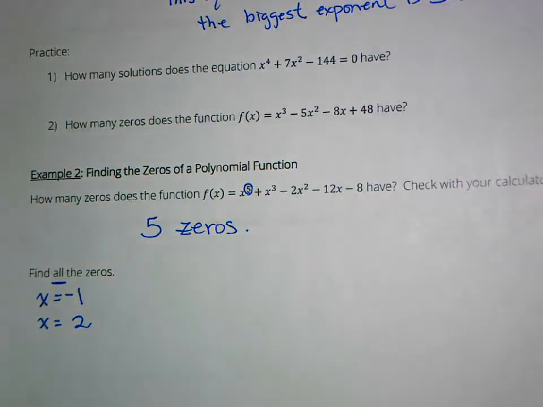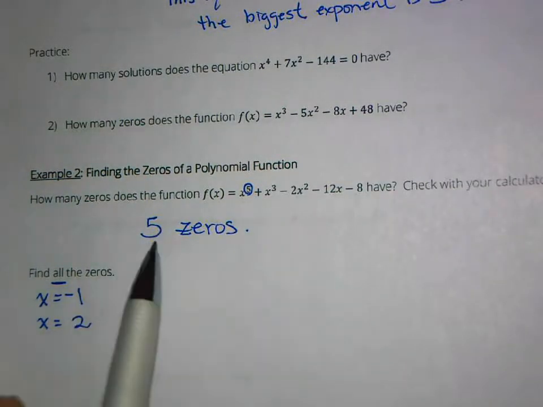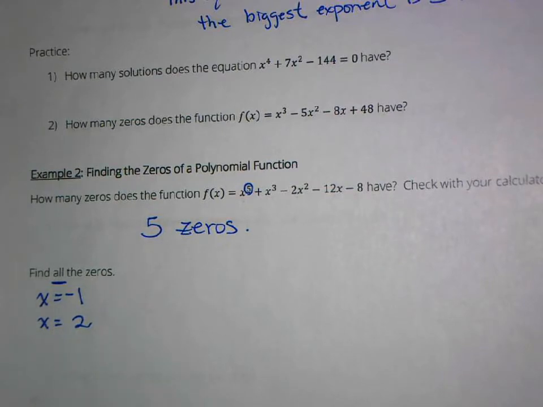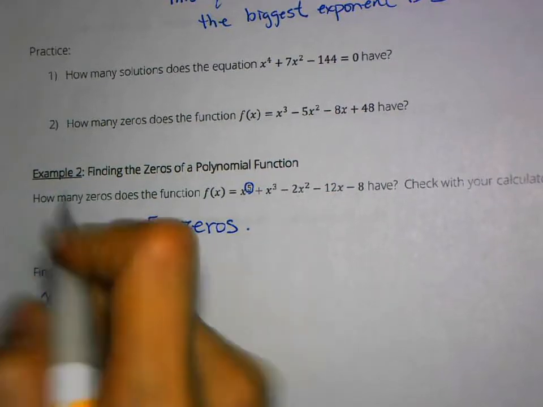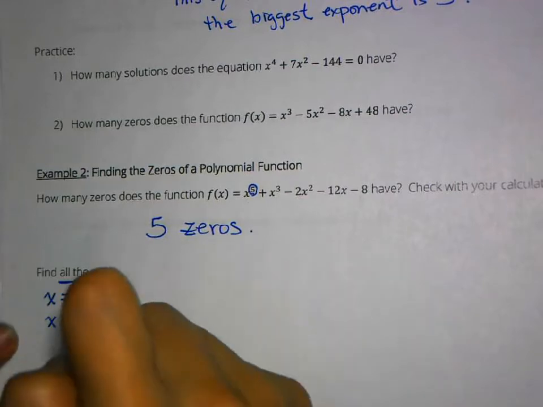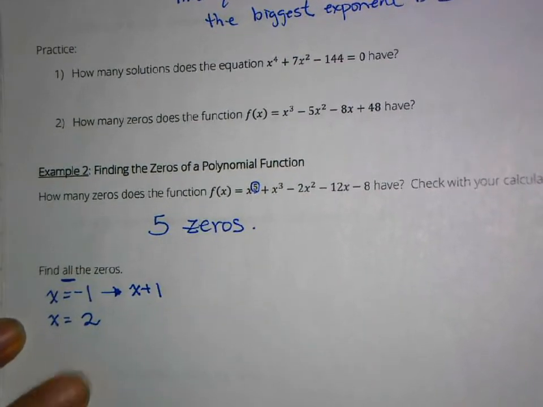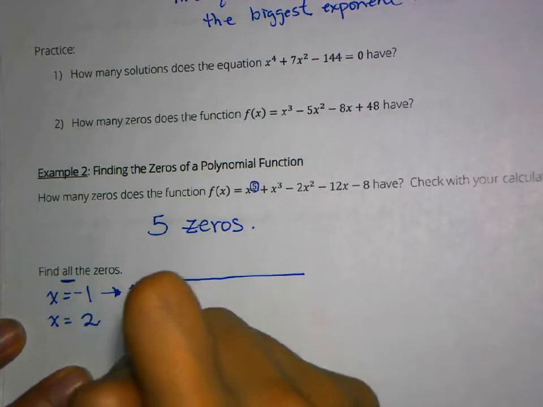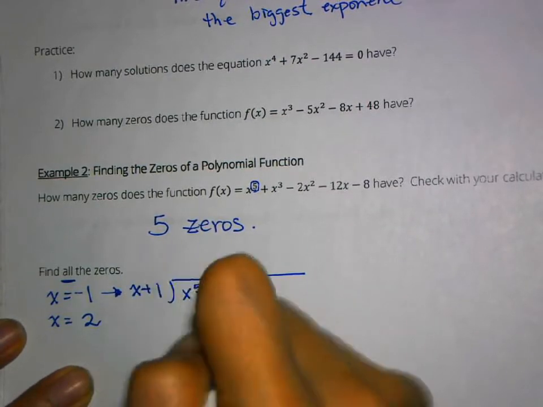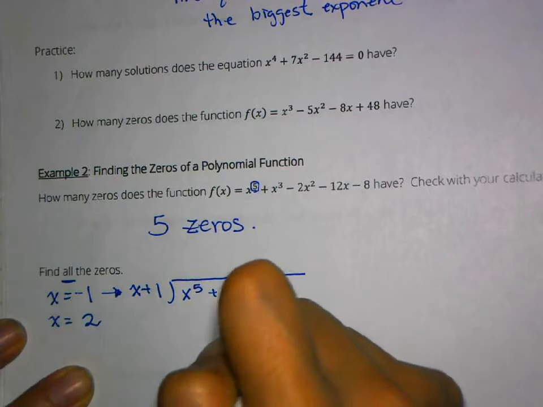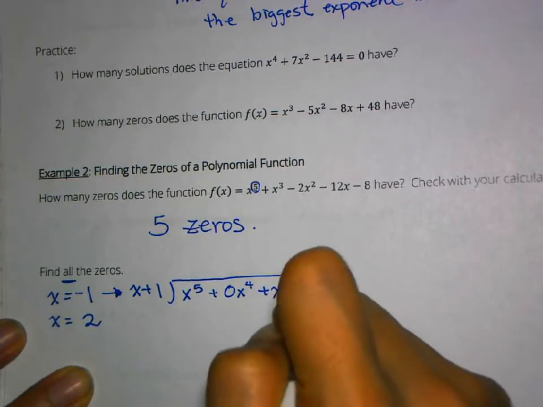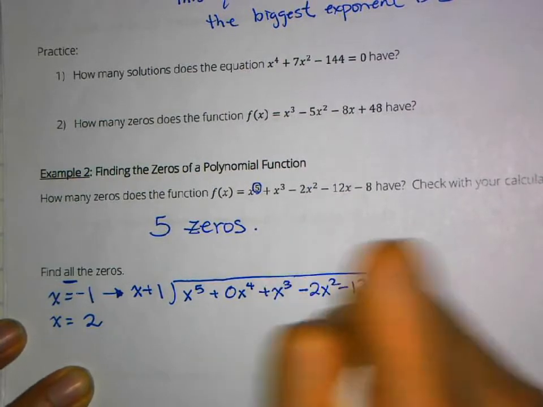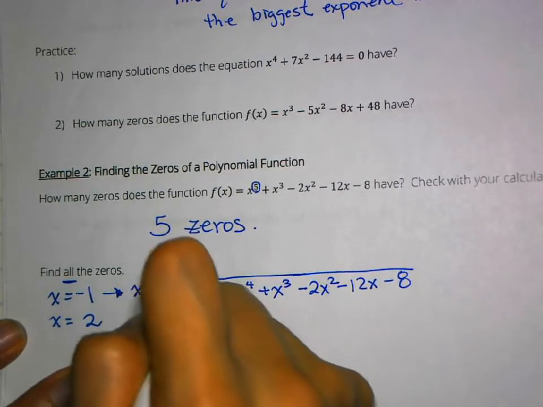There are a couple of things that you can do at this point. Notice that there are supposed to be 5 zeros, but right now I only have 2. The calculator only showed 2. So I'm going to start dividing one factor at a time. This factor is going to be x plus 1. I'm going to divide that into x to the 5th plus 0x to the 4th plus x cubed minus 2x squared minus 12x minus 8. I'm going to divide all of that. So that's going to give me x to the 4th.